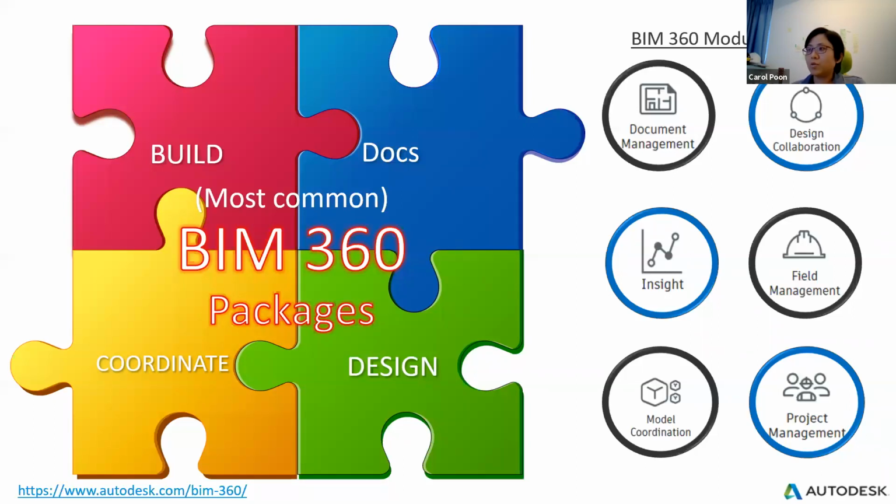Okay, so let's have a quick concept of the BIM 360 package. As I mentioned, we have a lot of components, the 7 components: docs, build, design, coordinate, and plans. But in the AEC industry, we always classify BIM 360 as 4 packages: docs, design, coordinate, and build.